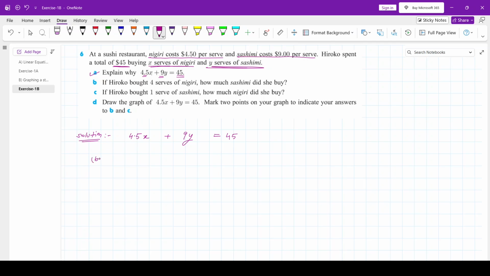Now moving on to part B. If Hiroko bought 4 serves of nigiri, how many sashimi did she buy? So in this part, the quantity of nigiri, that is X, is equal to 4. Now putting the value of X in this equation, we'll get the value of Y. That will be our answer. That's your homework.